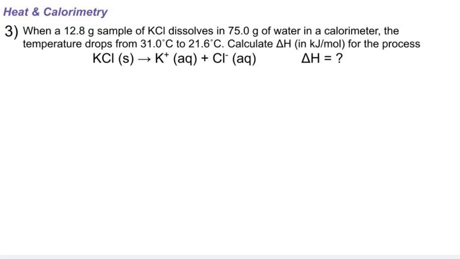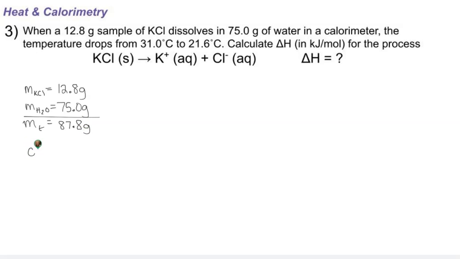This next problem, we're having a 12.8 gram sample of KCl dissolving in 75 grams of water. So let's start out by writing out our variables. We'll have the mass of the KCl and the mass of the water, adding up to get our total mass. So let's go ahead and substitute in those values. 12.8 grams of KCl, 75.0 grams of water. So when we add those two up, it gives us about 87.8 grams total of our solution.